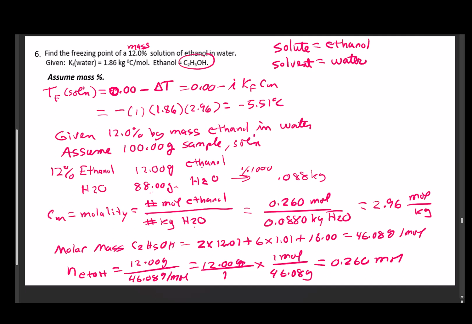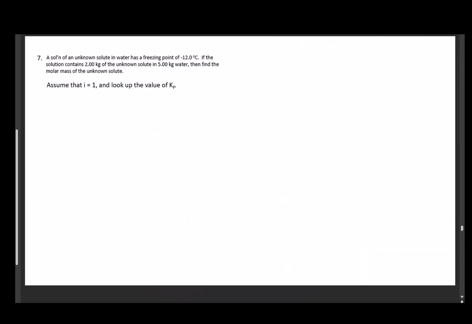I think it's a nice problem. I think you should be able to do that conversion. Percent mass to molality. You do it by assuming 100 grams of sample, and then the percents become the amounts of each one, solute and solvent. If we have time, we'll go back and do the next one.